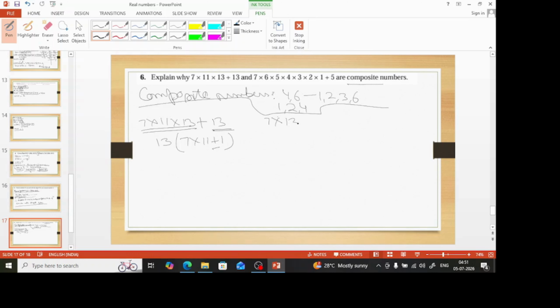7 into 11 into 13. If we take common, what we have to do? We write the number and divide by the number which we are taking common. This will cancel out. We are left with 7 and 11, that I have written here. Now the plus sign I have shown. Now from 13 we are taking 13 common. 13 divided by 13 will get 1. I have written 1 here. So again I solve it. 7 into 11 is 77, plus 1 is 78, so 13 into 78.